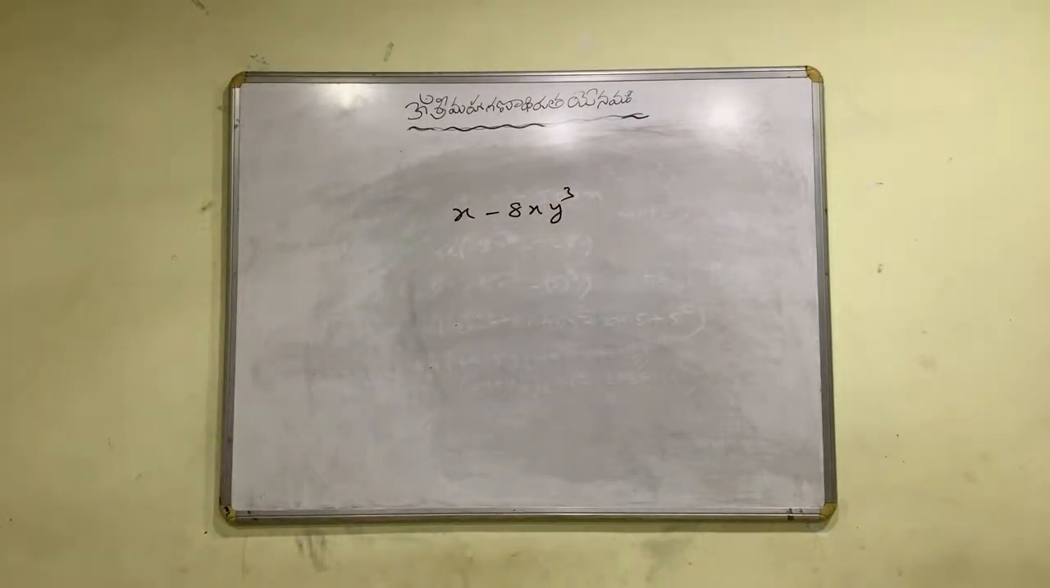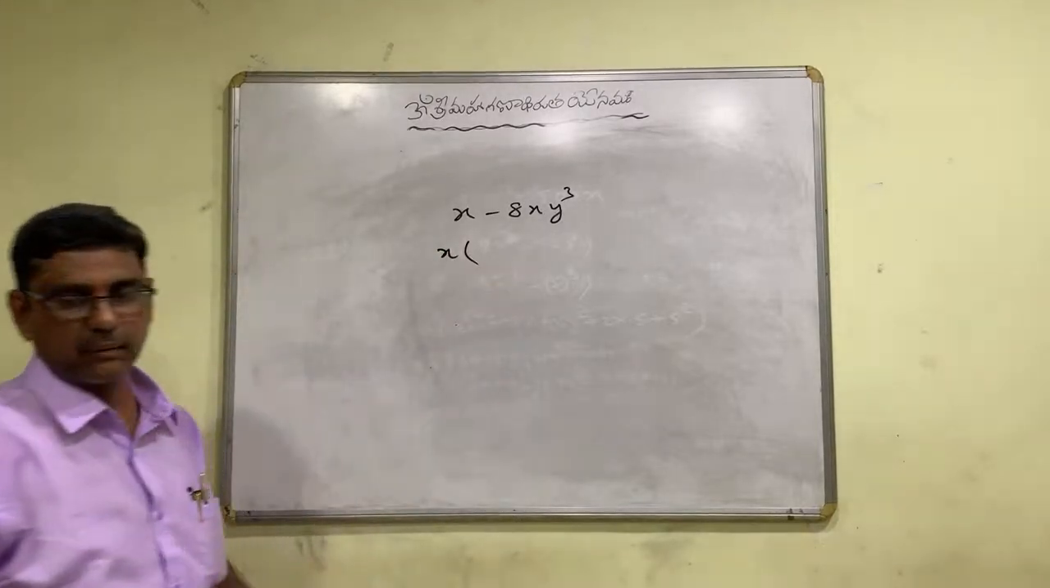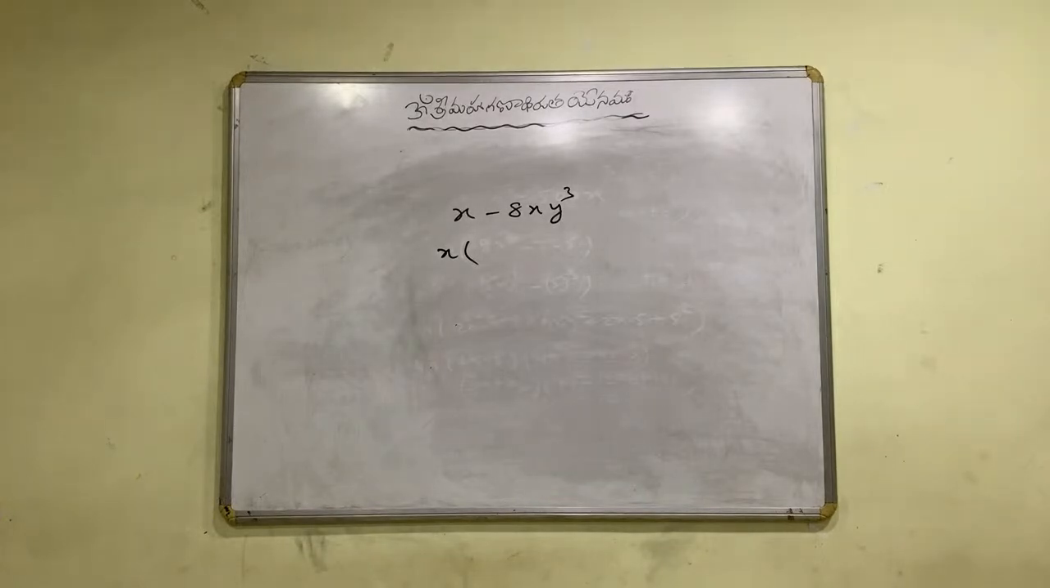Yes, factorize x minus 8xy cube. How to factorize this? Any idea from your side? Any idea, children? What to take common? Somebody is saying x. Take x common. Okay, good. I'll take x common. If I take x common, what is remaining in the bracket?